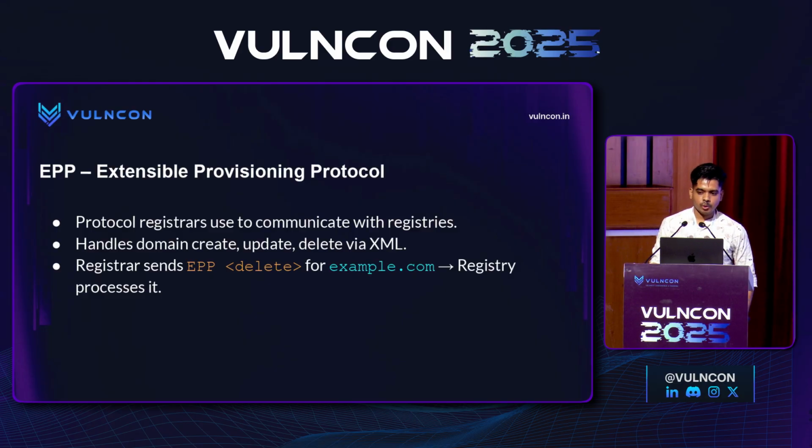So let's say you purchase a domain name, and now you do not want to renew it. So you just leave it there for deletion. The registrar will send an EPP delete command to the registry, saying that the user has not renewed their domain and it needs to be deleted. And once the domain is deleted, it goes to the pool of available domain addresses. This is the standard flow.